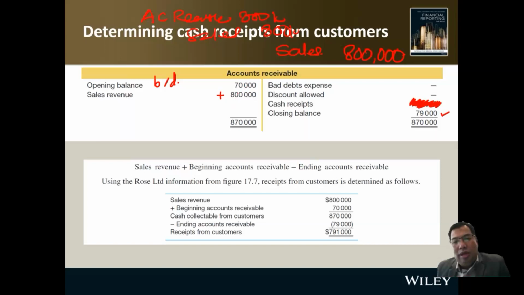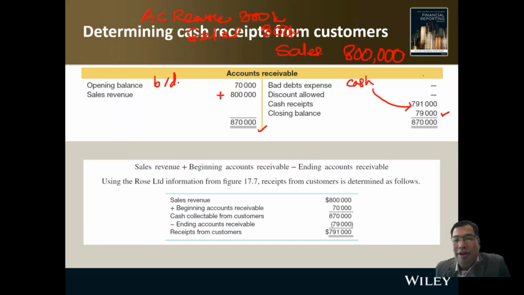So now your total account receivable is 870,000. But at the end of the year, when you check your trial balance, you see that the amount of your account receivable is only 79,000. So it should be 870,000. How can your amount reduce? It means you receive the cash. So this is your cash received from your customer, 791,000.